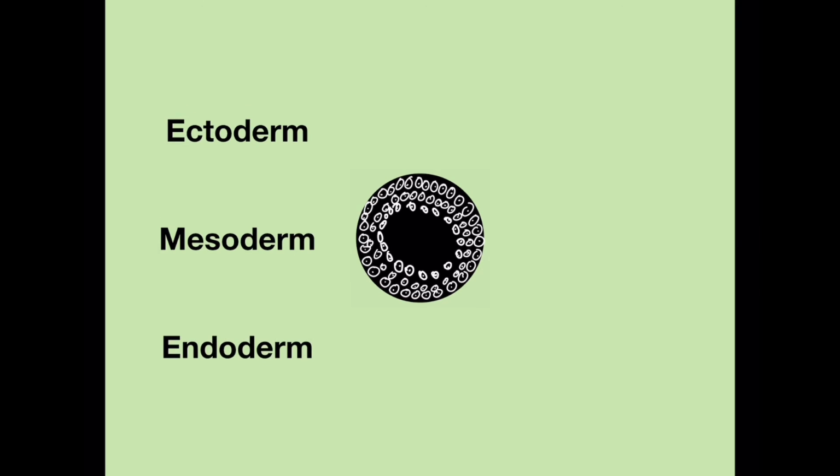Cells of the blastula then organize themselves into three layers. It is now called a gastrula. The outside layer is called the ectoderm, which will eventually become the skin and nervous system. The middle layer is the mesoderm. The mesoderm will form the kidneys, blood vessels, bones, and reproductive organs. The inner layer is the endoderm. The endoderm will form the lungs, liver, and digestive system.